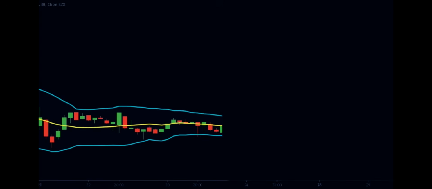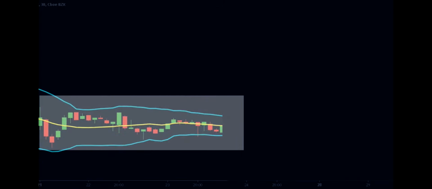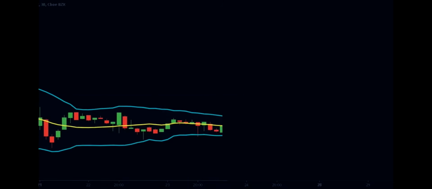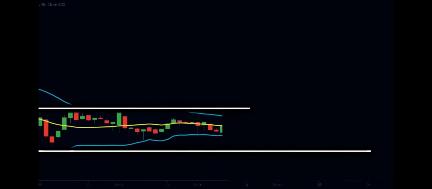Here we have identified the low volatility period. In order to avoid those false signals, we will mark horizontal levels of support and resistance.